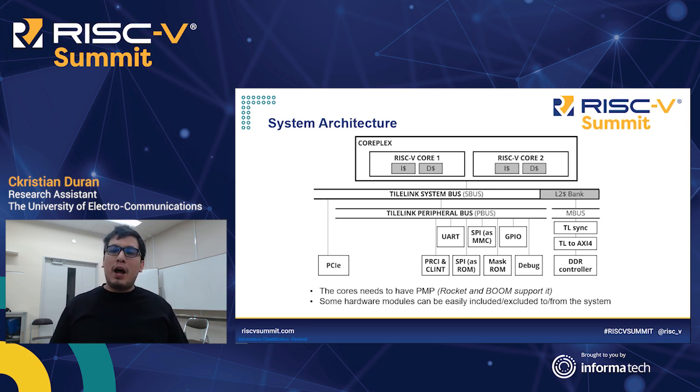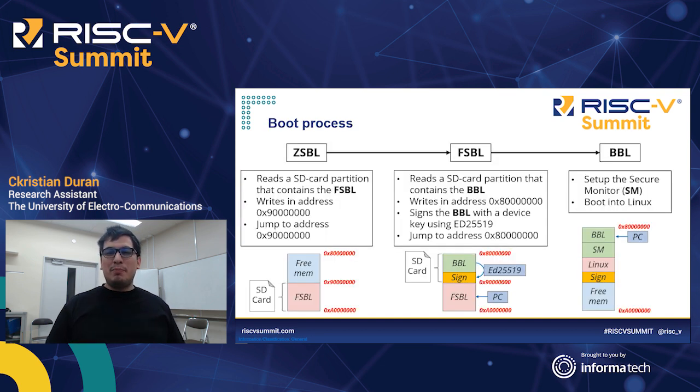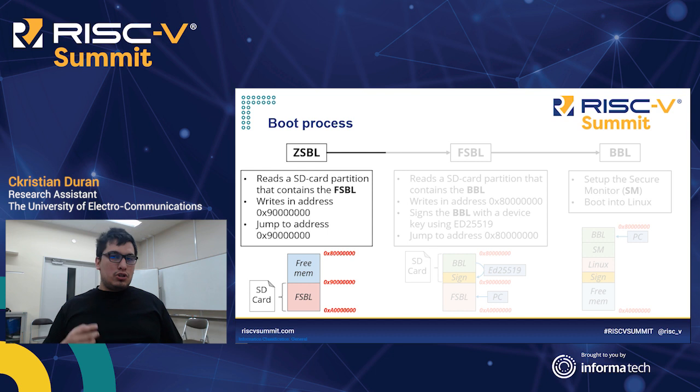From here, we implemented some hardware essentials into the peripheral and memory buses, like the DDR controller, the UART, the SPI, and the multimedia card controller and flash QSPI. We embed the authentication process from the device in the boot process. This will authenticate the Berkeley bootloader, the BBL, which also contains the Linux and the Keystone by itself. So we have a zero-stage bootloader. This program will only copy a specific partition that contains the next stage boot into the memory address 90 million. Then it just runs the first stage bootloader at the address 90 million.